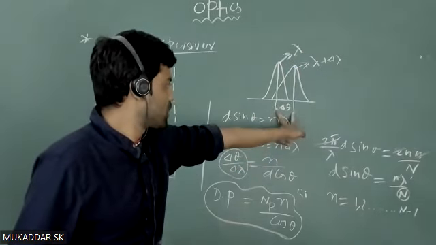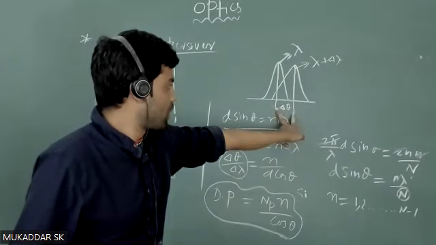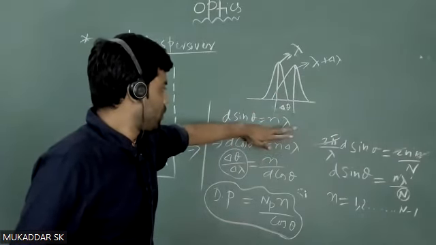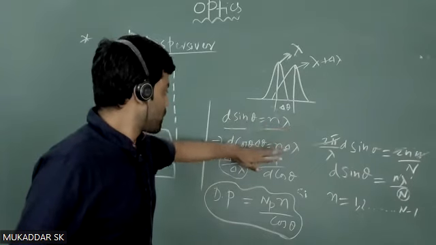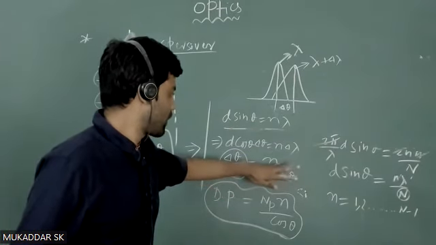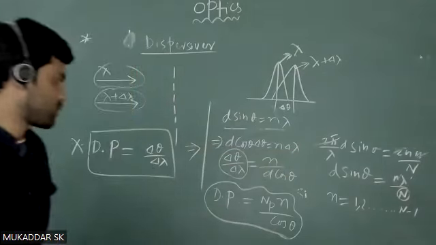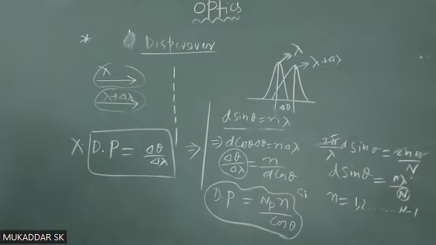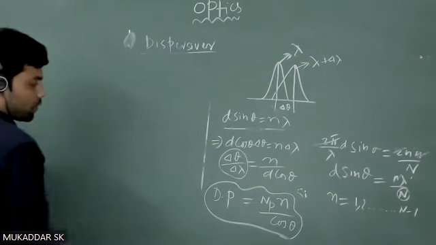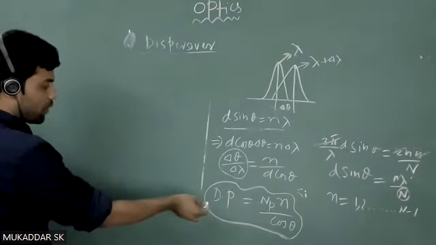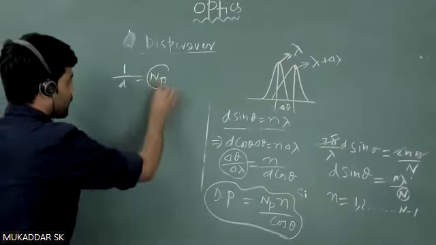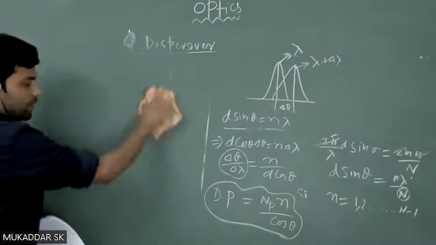Their angular separation is delta theta. So how will we calculate that delta theta? Since we are dealing with principal maxima, we have to use the condition of principal maxima. Now a small differentiation will give this. So from here I'll get delta theta by delta lambda, that will be n by d into cosine theta. n is the order of principal maxima. In place of 1 by d, I have written N_p. So N_p is nothing but your grating element.